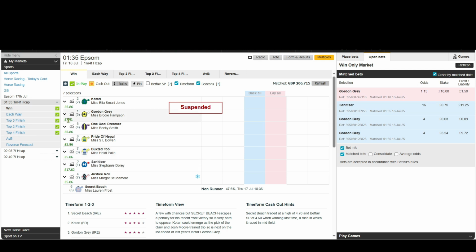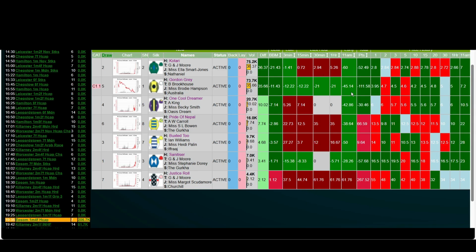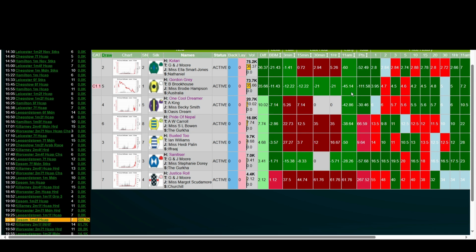We got a £7.41 winner on Gordon Gray. Let's have a look at that on here. Clear favourite, well backed, high percentages, and look at the difference in the book market move on him from the morning. Very rarely moved. 11 a.m. Yeah, his price improved 45% between 11 a.m. and the off, and we pick up a really nice winner.